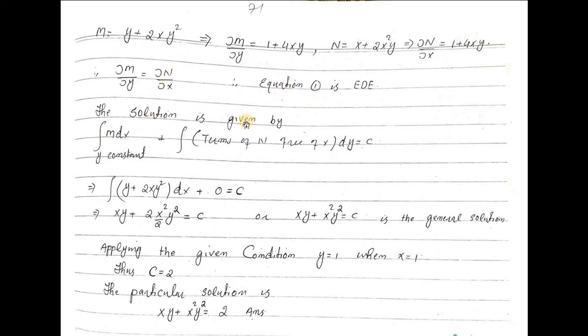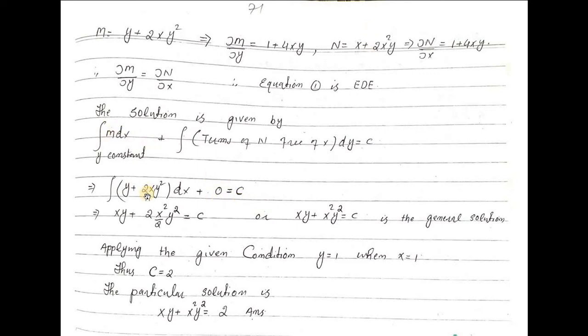Now the solution of the question is given by the integral of m dx, where y is constant, plus the integral of the terms of n free of x into dy, is equal to c. Putting the value, this is the value of m. In this value of n we have two terms, and both the terms have x, so we cannot take any term from these two terms. So here we can take 0.